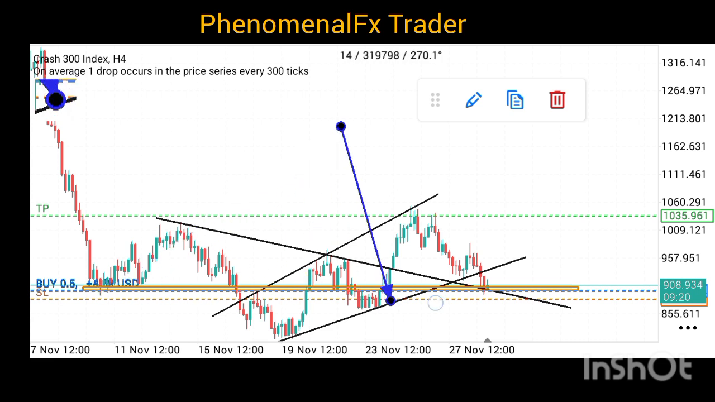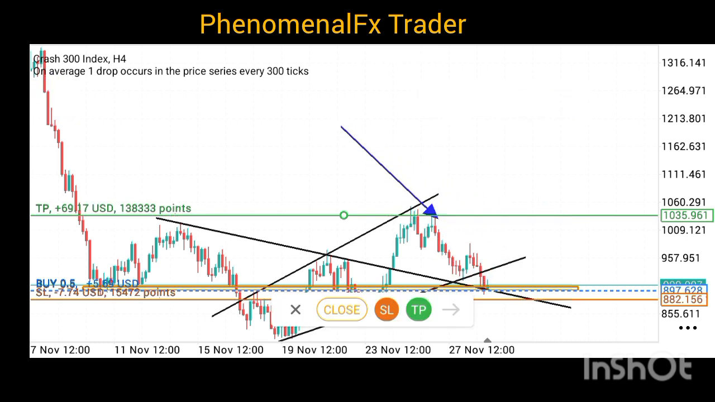So that's why I'm still really believing that the market is going to buy from this zone, and I've already taken my entries. As you can see, I'm expecting the market to buy massively up to this high here and should be giving about $69 profit per position. So let's just see how it plays out.